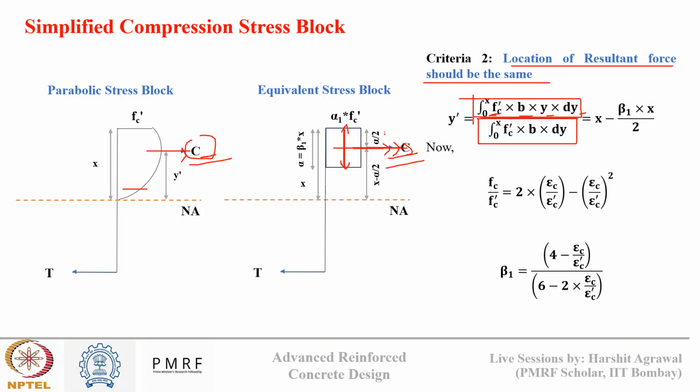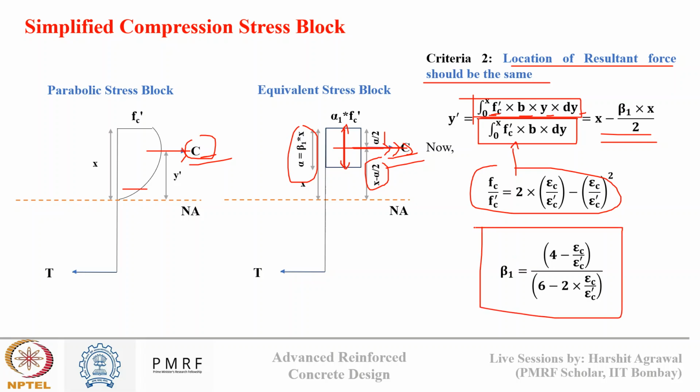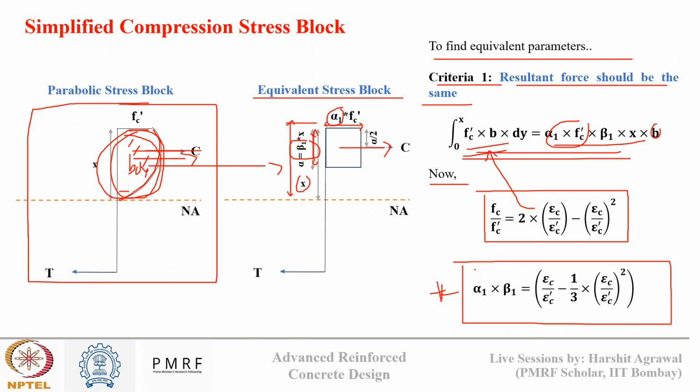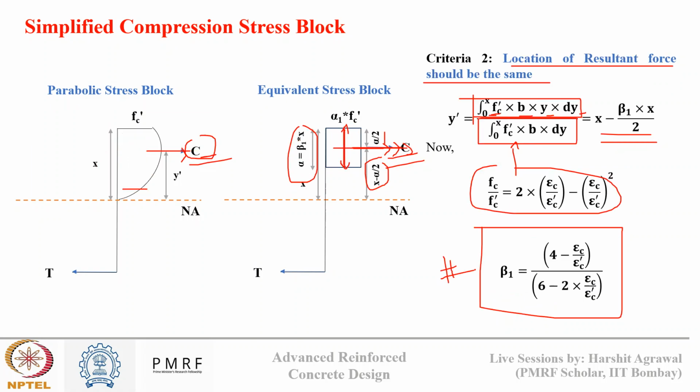So this is alpha by 2, and if I assume alpha is equal to beta 1 x, so x minus alpha by 2 is my distance. Again, if I substitute this Hognestad relationship and simplify, I will get beta 1 as this equation. In this way we have two equations that we can derive from just two simple criteria, and these two equations will help us convert this parabolic stress block into an equivalent stress block.